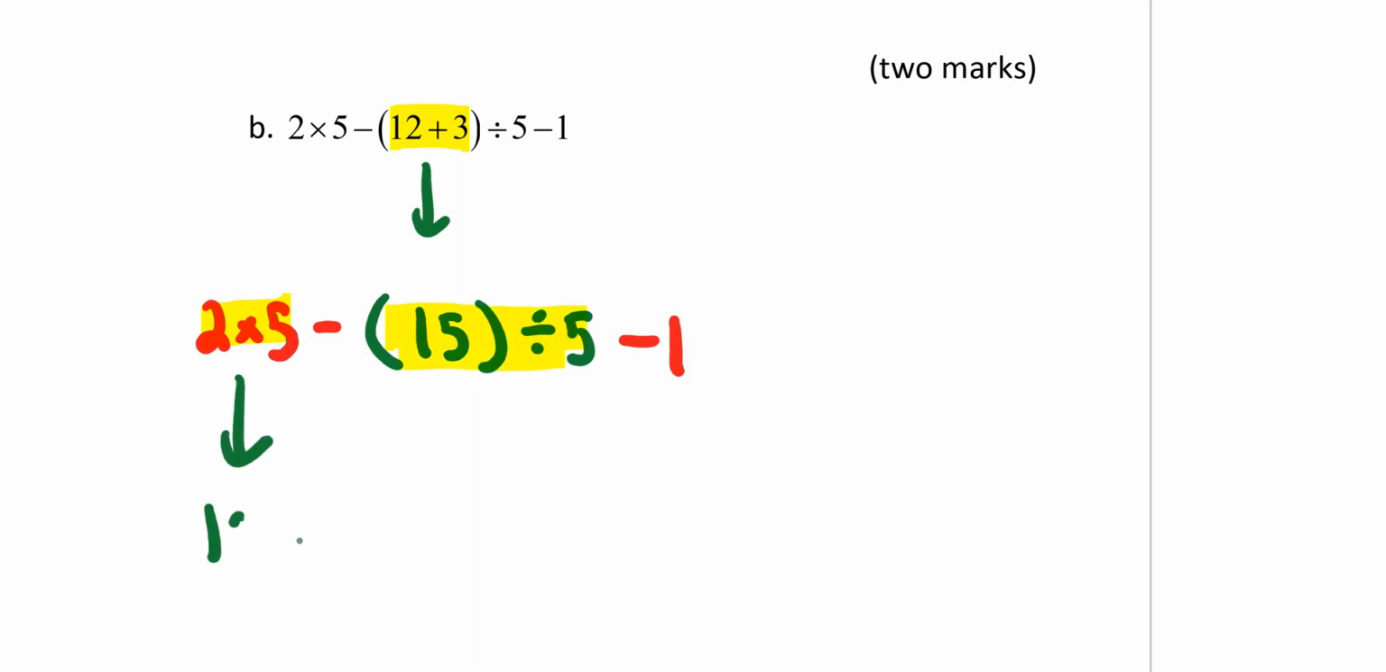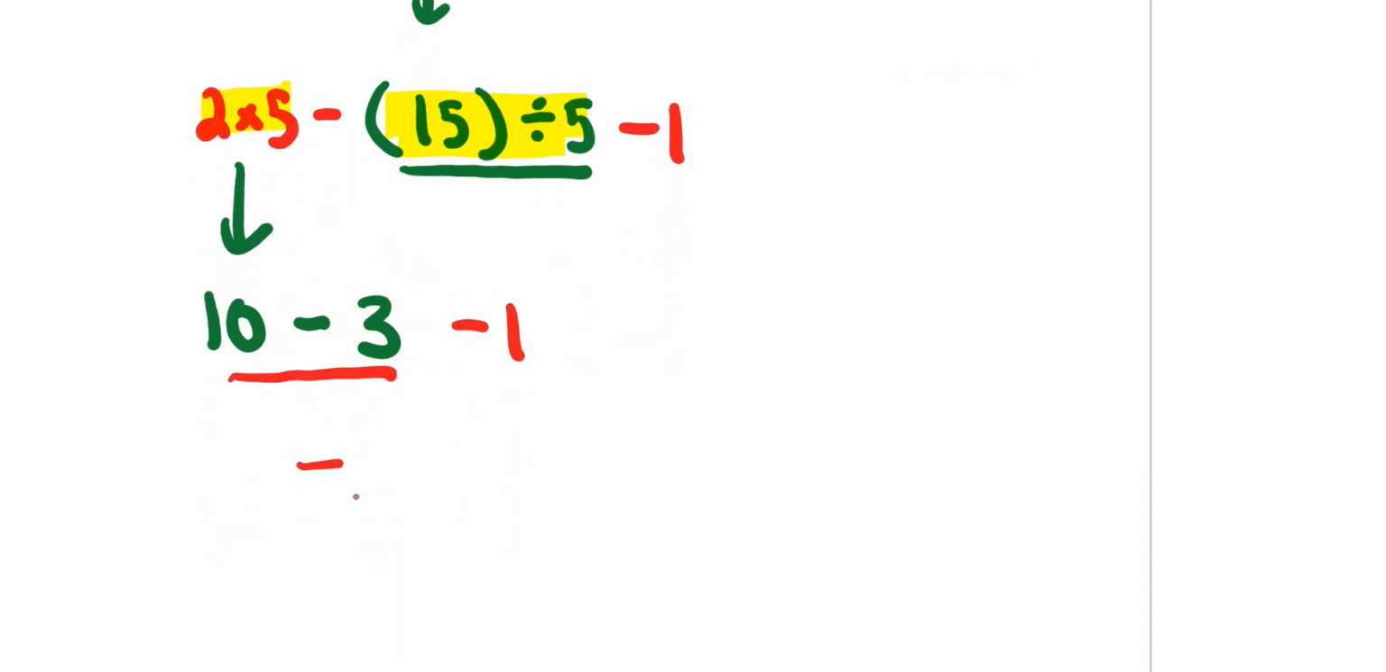So 2 times 5 is 10 minus, well, 15 divided by 5 is going to be 3, and then you have this minus 1 at the very end. All right, so 10 minus 3 is going to be 7, then minus the 1, and that will give you a 6.